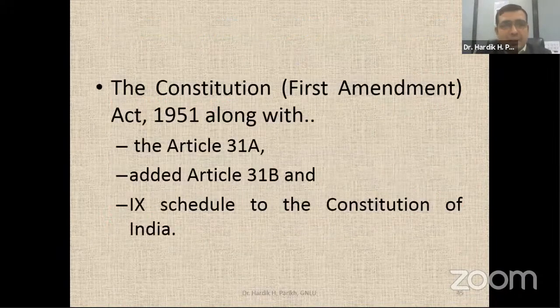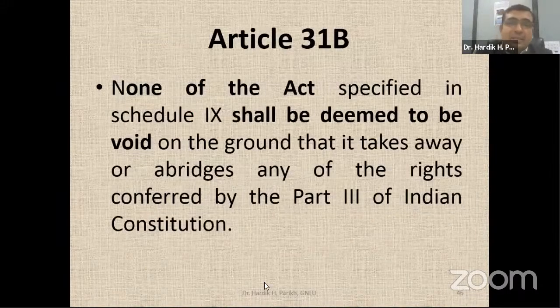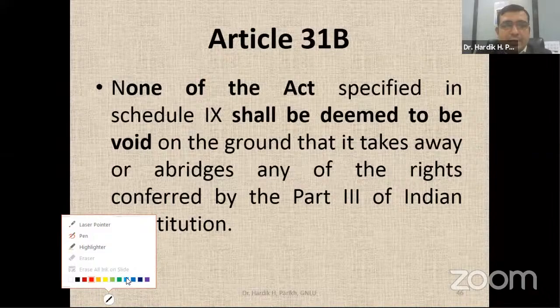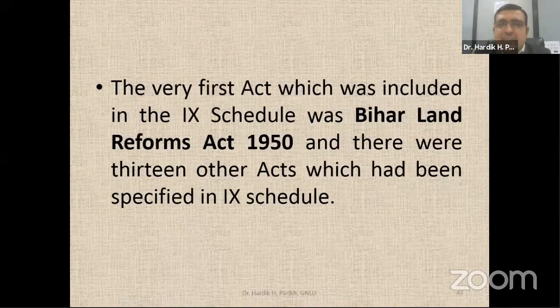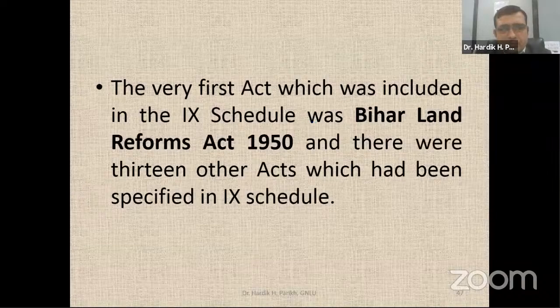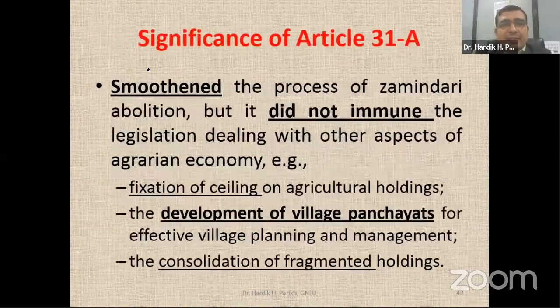What is provided by 31A and 31B is very much relevant. Being a law student, you can always read the particular points in order to understand the legal language properly. And I'm sure it is very easy to understand when you have already started reading certain legal provisions also. Now, what was the significance of Article 31A and B? A little bit I have put here.